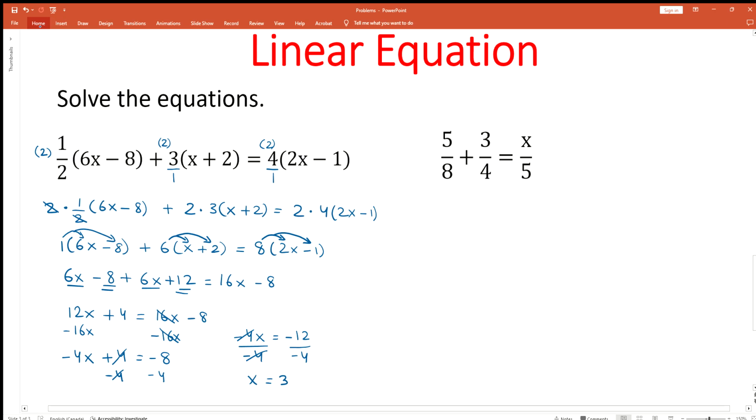For that, we should multiply each term in this equation by the lowest common denominator or the lowest common multiple of the three denominators. The denominators are 8, 4 and 5. The lowest common multiple is 40 because 40 is the smallest number that is evenly divided by 8, 4 and 5. So we should multiply all three terms by 40.